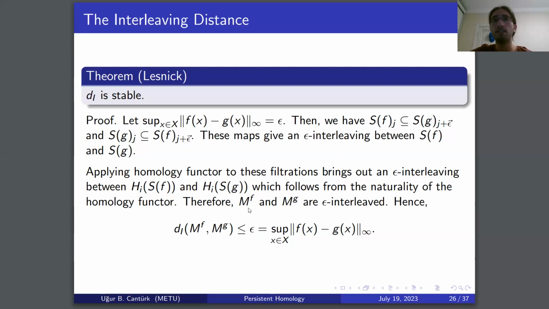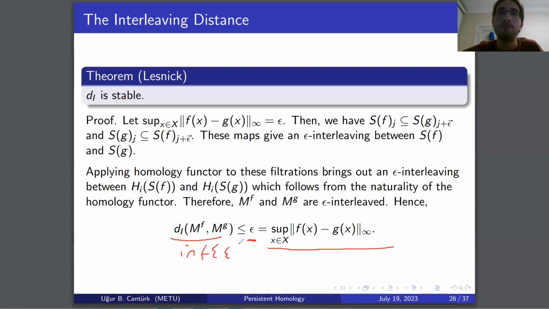So this says these two persistent modules are epsilon-interleaved, but as we remember, the infimum of all such epsilons gives the interleaving distance. So if you have epsilon in here, this part will be the infimum of all possible epsilons, and you will obtain the interleaving distance on the left-hand side. So that means interleaving distance is smaller than or equal to the supremum always. So interleaving distance is stable.